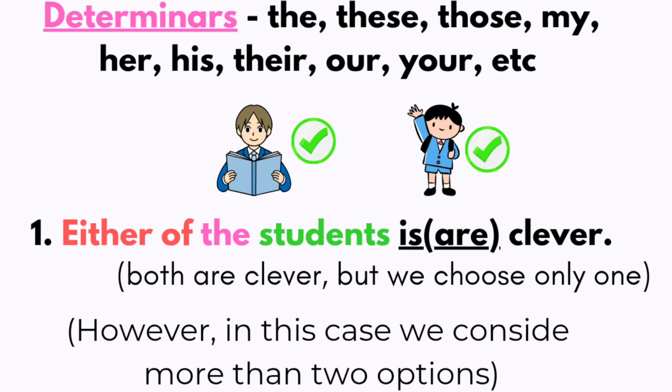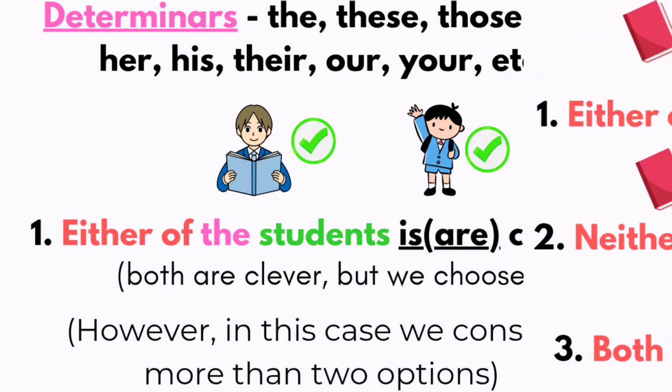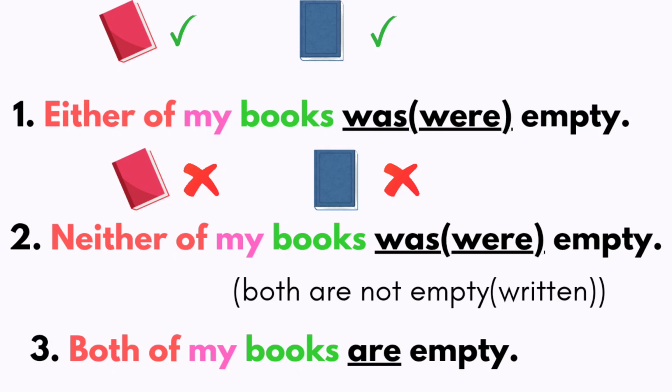We'll see a couple of examples, okay? No need to worry about that. Second example, either of my books was empty, or I can say either of my books were empty. Here books means plural countable, right? And after the plural noun, I have used both singular verb and plural verb. So both are correct. Either of my books was empty means both books were empty, okay? And I can choose only one.